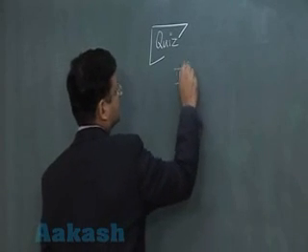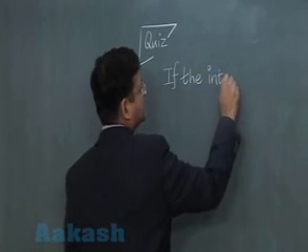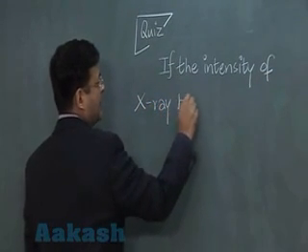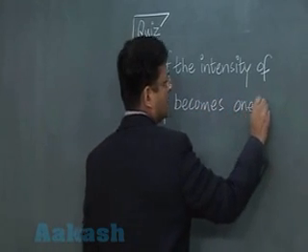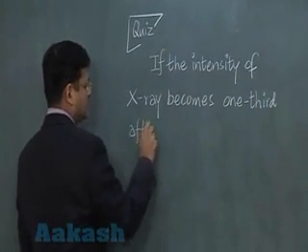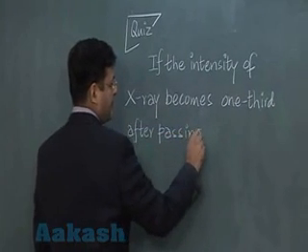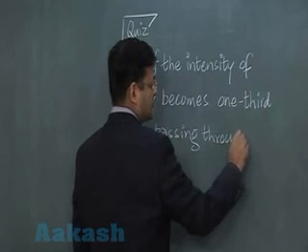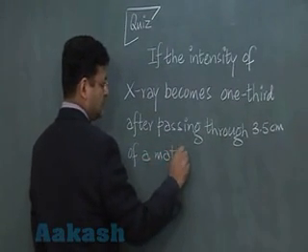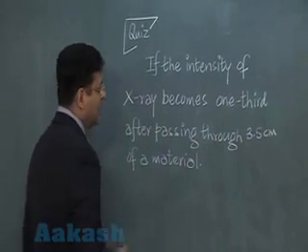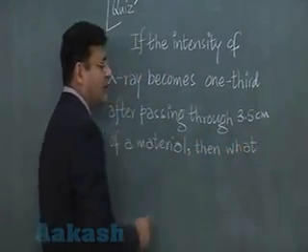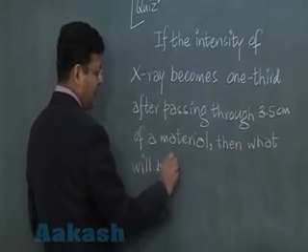If the intensity of X-ray becomes 1/3 after passing through 3.5 centimeter of a material, then what will be intensity left over?